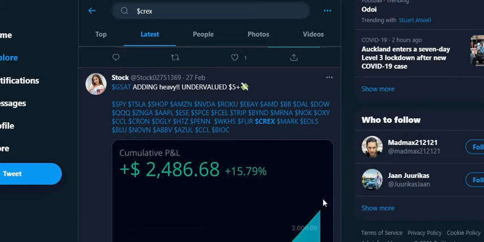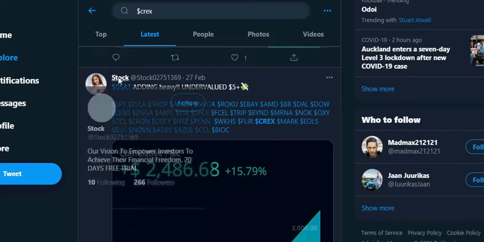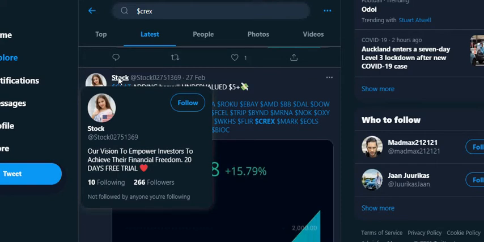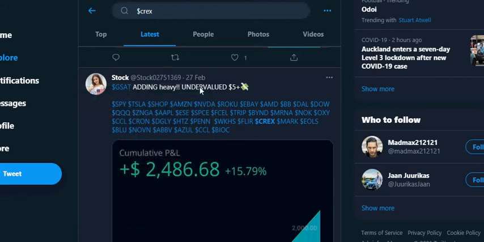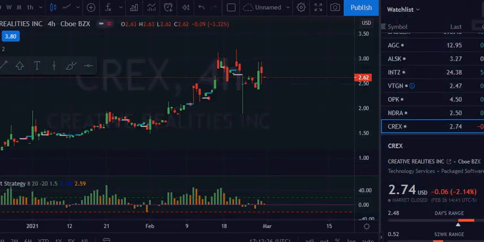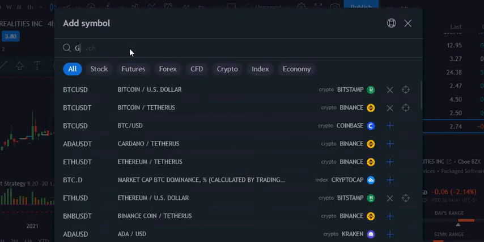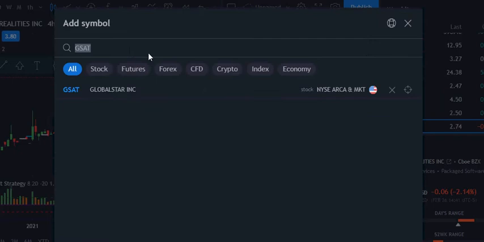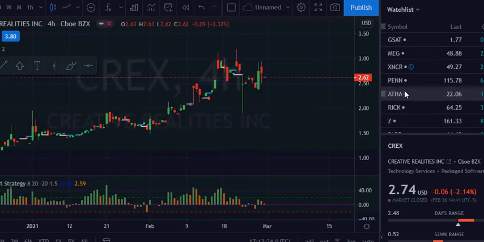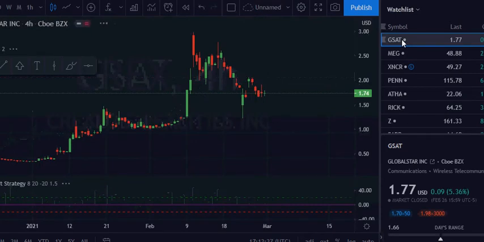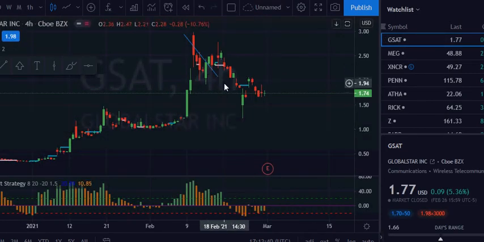So something like this, for example, 266 followers, GSAT adding heavy, undervalued $5 plus. So I'd be straight all over that like a rash. In fact, we can have a look at it now. GSAT. Probably on my list if it's looking interesting to someone. Yeah, I've definitely been looking at this at some stage because I've got stuff on there. So, yeah, I would have been looking at that for a potential long there.